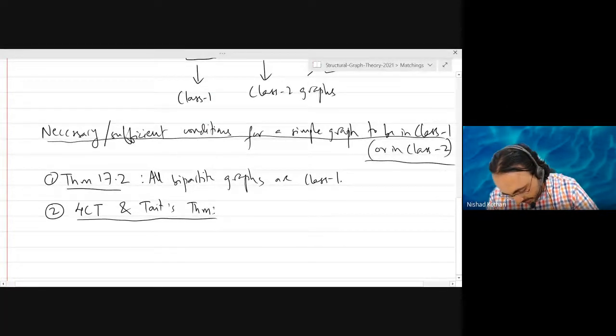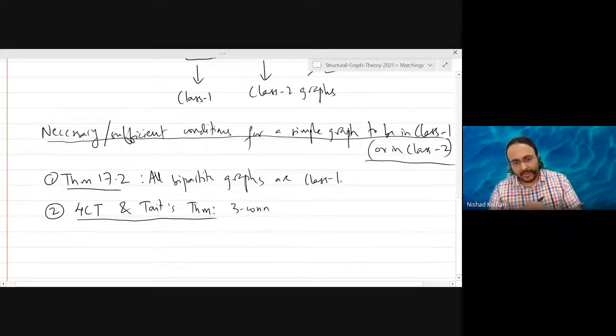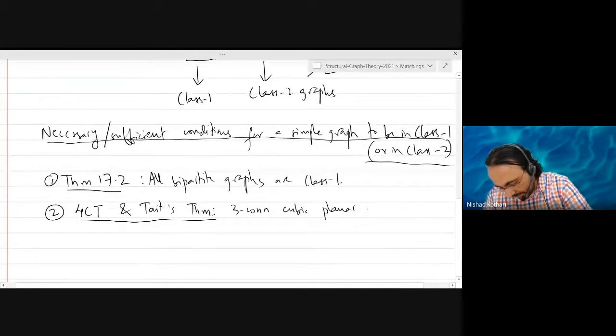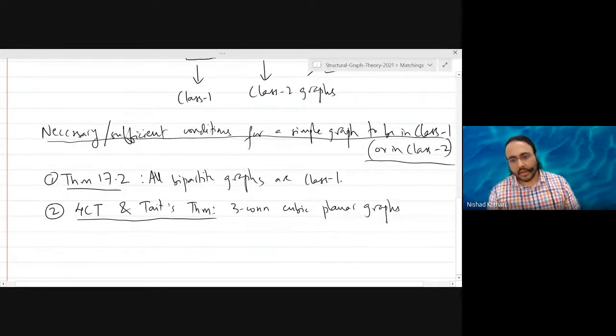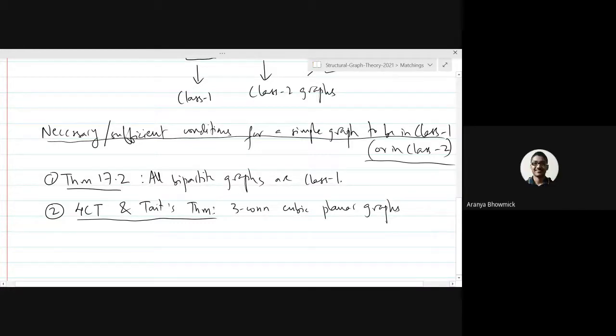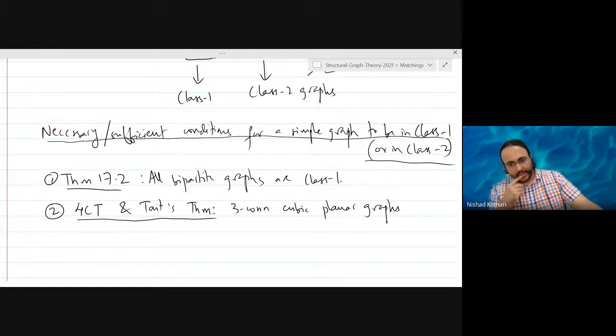So we have seen that Tate's theorem says that proving the four color conjecture, which is now a theorem, is equivalent to showing that three connected cubic planar graphs are three-edge colorable, right? And three-edge coloring implies that the graph is in class 1. Yeah, exactly, because big delta is exactly 3, because it's a cubic graph.